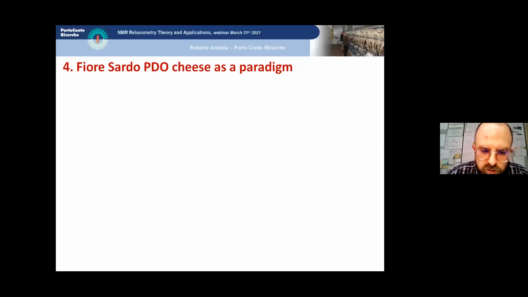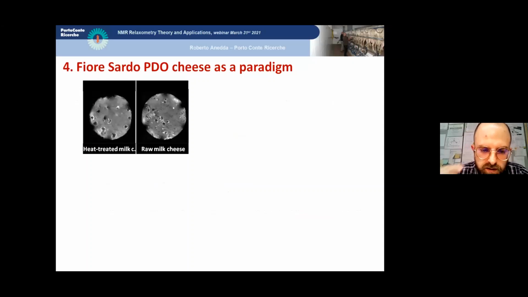We have analyzed MRI relaxometry. Many cheeses were analyzed, both obtained from heat-treated milk and their counterparts from raw milk. Analysis has been performed using a high-field instrument, but I believe results are very interesting also for low-field applications. Total experimental time of MRI is about 20 minutes, so it's quite a rapid measurement.